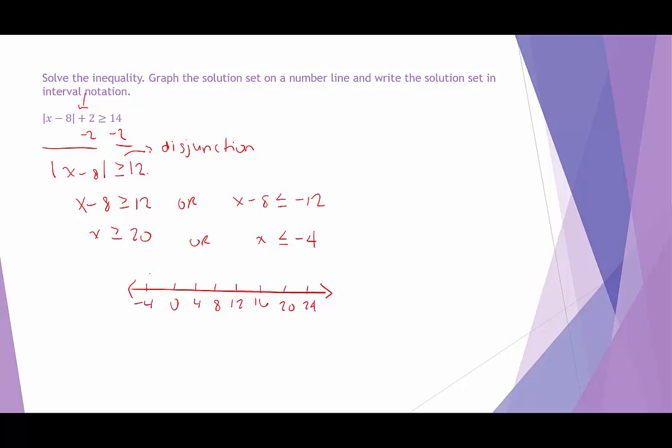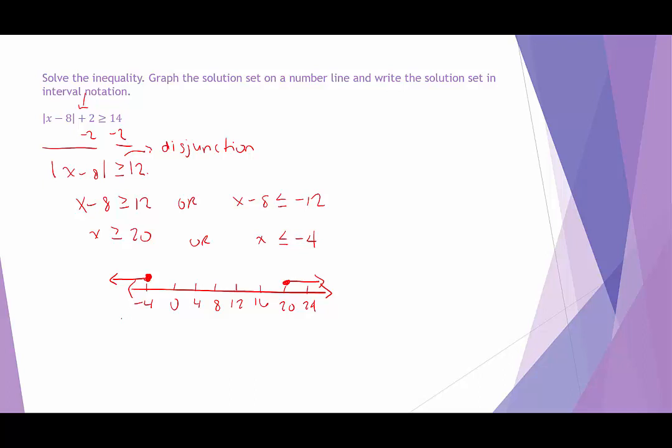Over negative 4 will be a closed circle with the arrow going to the left. We're looking for numbers less than negative 4. Over 20 will be a closed circle, and that will be an arrow going to the right, because that's going to give me those numbers inside the absolute value that will be greater than or equal to 12.